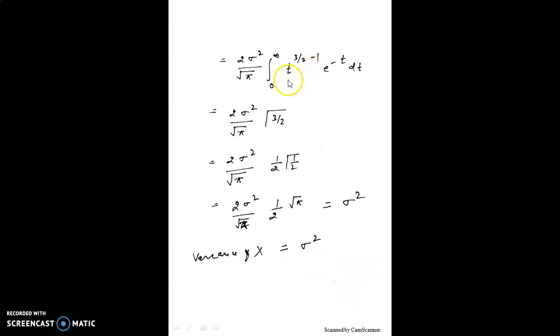Because gamma n is integral from 0 to infinity t to the power n minus 1 e to the power minus t dt. So gamma 3 by 2 will become gamma half plus 1, that is half gamma half. Gamma half is root pi, and 2 cancel, root pi cancel, and this becomes sigma square. So variance of x is nothing but sigma square.